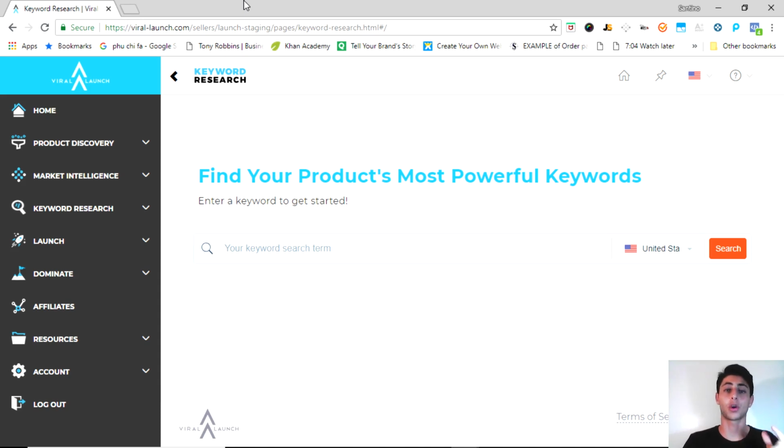Okay, you guys, so in this lesson, we're going to go over how to do product research using the Viral Launch keyword research software. So the first thing that we want to do, just like we use MerchantWords or the Amazon auto search bar research strategy, is get a list of keywords and seed keywords that we can plug in to begin doing product research.